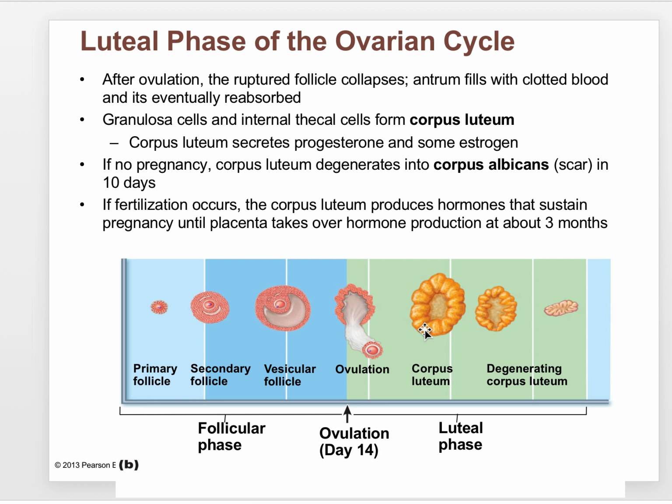If fertilization does occur, the corpus luteum produces hormones to sustain the pregnancy until the placenta can take over hormone production in about 3 months. So if pregnancy does occur, the corpus luteum continues to pump out progesterone and estrogen until the placenta is large enough to take over that function.